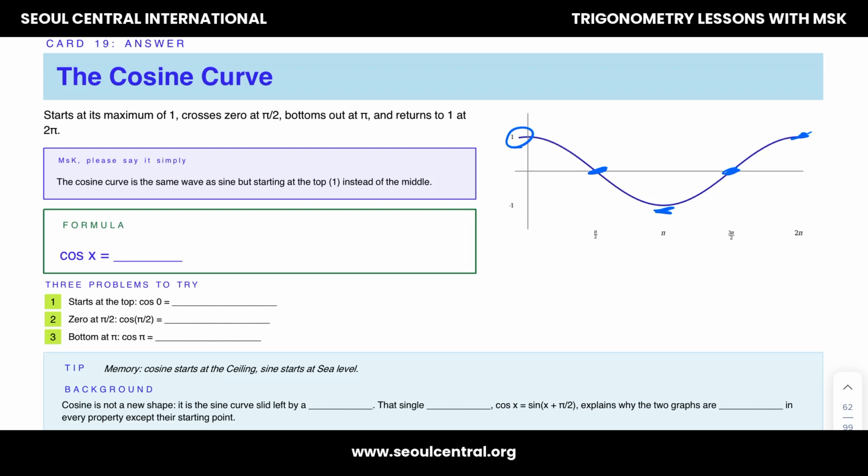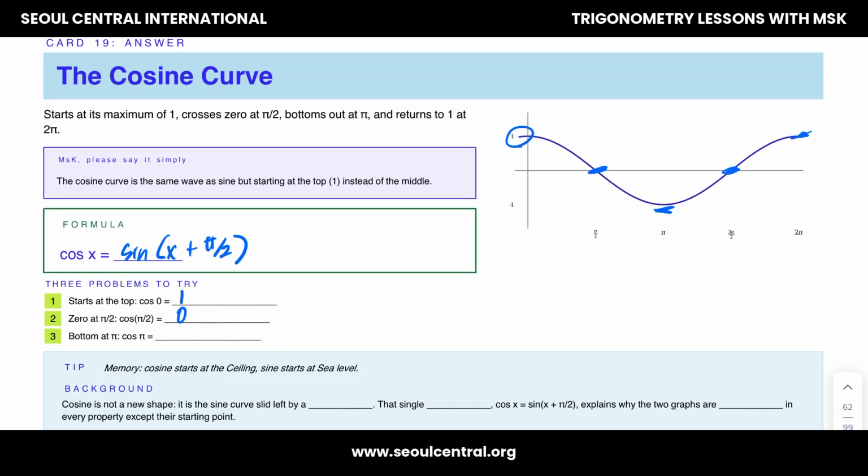So the cosine curve is the same wave as sine, but starting at the top instead of the middle. Cosine x equals sine of x plus pi over 2. We start at the top: cosine 0 equals 1. It is 0 at pi over 2, so cosine pi over 2 equals 0. And it bottoms out at pi, so cosine pi equals -1. You can see the height and the length of the wave, all on this interval from 0 to 2 pi. Are we good with that?